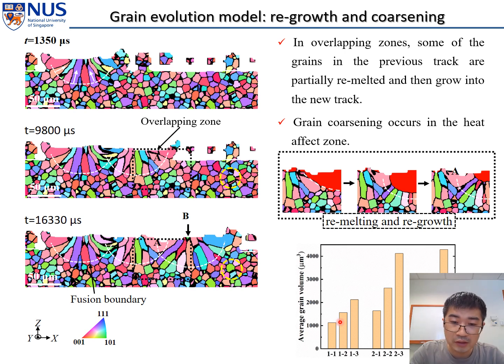And here we statistically calculate the average grain volume in each track and layer, and you can see the grain volume is becoming larger and larger. So one reason is the larger columnar grains. Another is due to the remelting and regrowth, as well as coarsening.